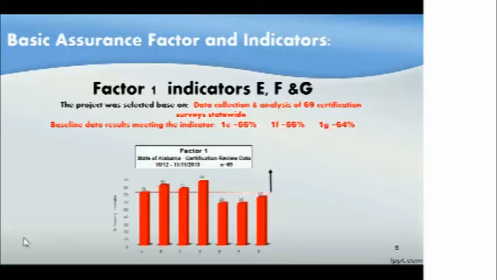Here are the baseline data results of that analysis. You see the red line going across. The average score in agencies meeting the indicators in Factor 1 is 70. And we see indicators A, B, C, and D, very good scores actually, above 70. And then we look at indicators E, F, and G, and you see that we have below average percentages of the 69 agencies meeting these indicators. So we realize that we need improvement in these areas.